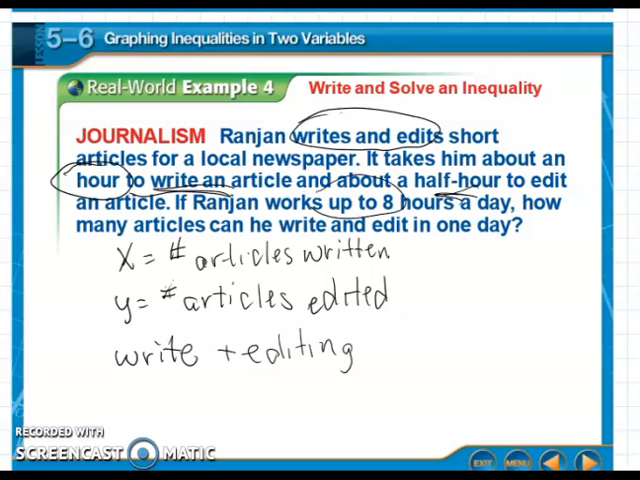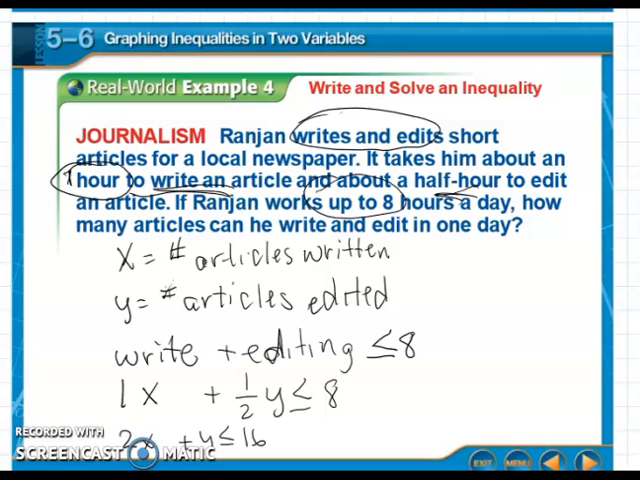So if he works up to 8 hours a day, so that means he's not going to work above 8 hours, but he could work 8 hours. Then we have to figure out the equation that goes with this. So it's 1 hour to write an article. So 1 hour times the number of articles written plus half hour to edit, so 1/2, times the number of articles edited is less than or equal to 8. And if we wanted to put that in standard form, we multiply everything by 2. And there it would be in standard form.